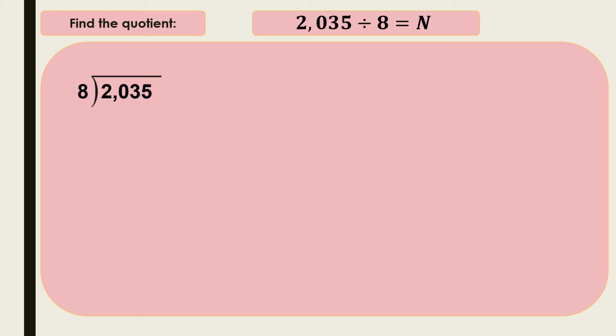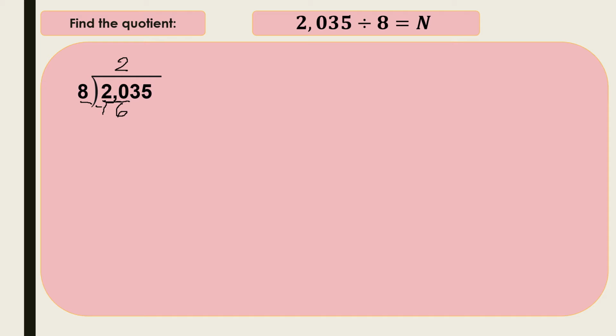Okay. So find the quotient: 2,035 divided by 8 equals n. So how do we solve this? First, we have to use the division house. The division house is just like this. So 2 divided by 8 cannot be, so we need to have a two-digit number. Next, 20 divided by 8 equals 2, because 2 times 8 is 16.